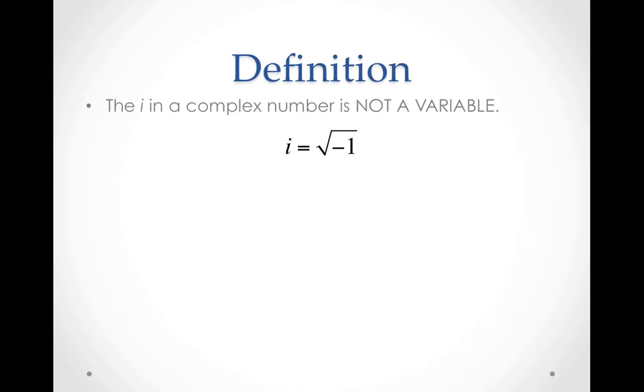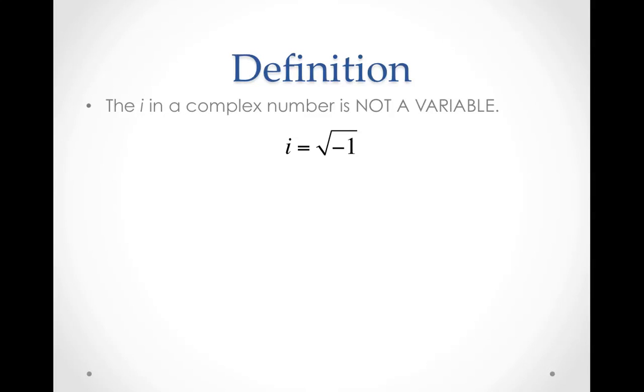So we need to be able to use these complex numbers because sometimes we need to go farther than just real numbers allow us to go. And so the key to the complex numbers is the i, which we just defined a minute ago as being equal to the square root of -1.